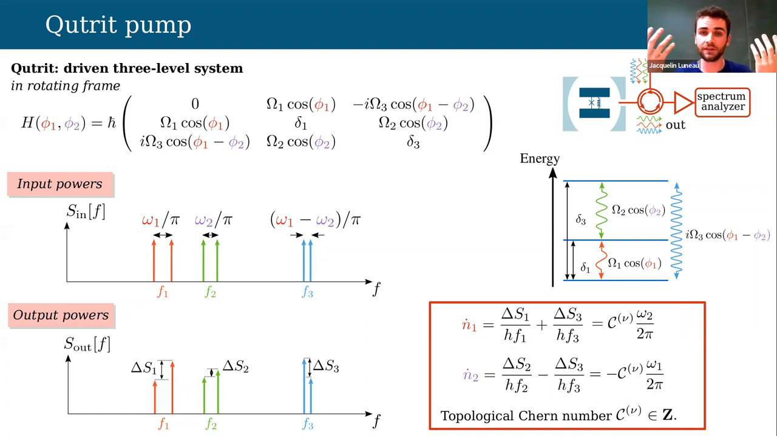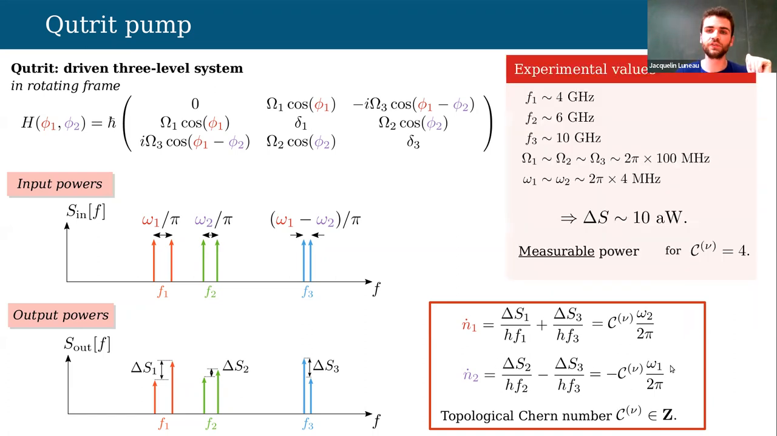And so this is the combination of powers which we want to measure, because these variables, using the previously discussed framework, their dynamics will carry a topological property. Will be associated to topological pumping. And so if we put some experimental numbers here, some typical values for the frequency we can send in the line, what we get is that we should be able to resolve a variation of power here in the order of 10 attowatts. And currently, this is experimentally accessible.